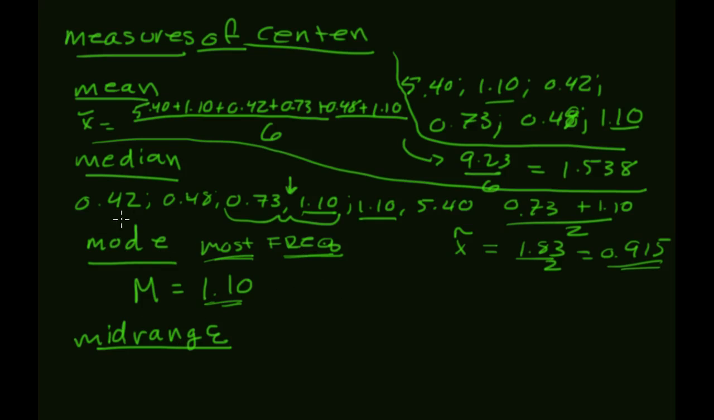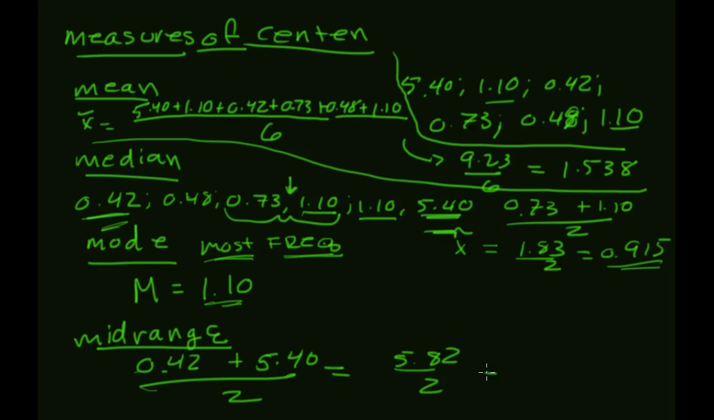Mid-range is just the average of the low and the high. So if you take the low in the set, 0.42, and the high in the set, 5.40, and divide their sum by 2, that gives me 5.82 over 2, which comes out to be 2.910. And that is my mid-range.